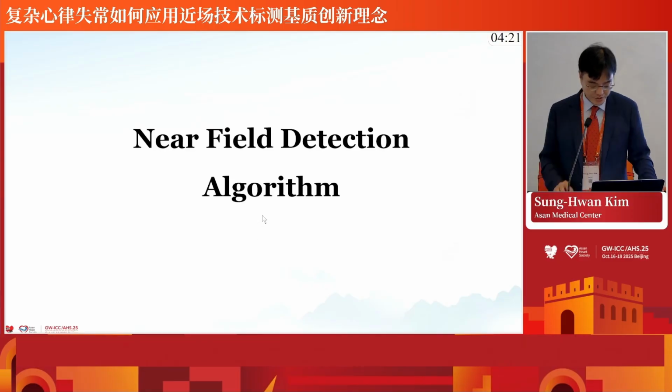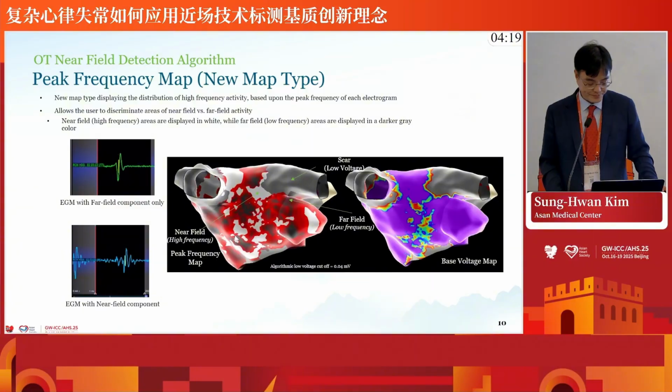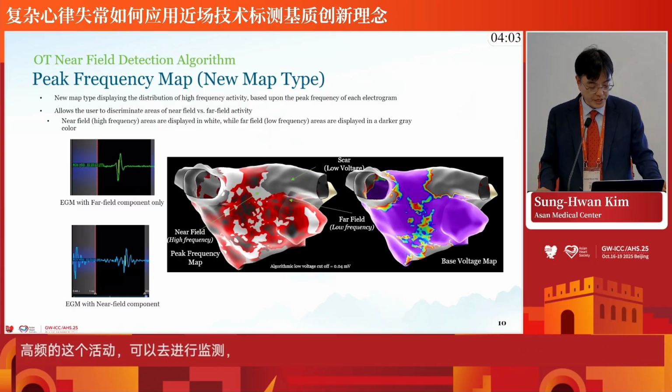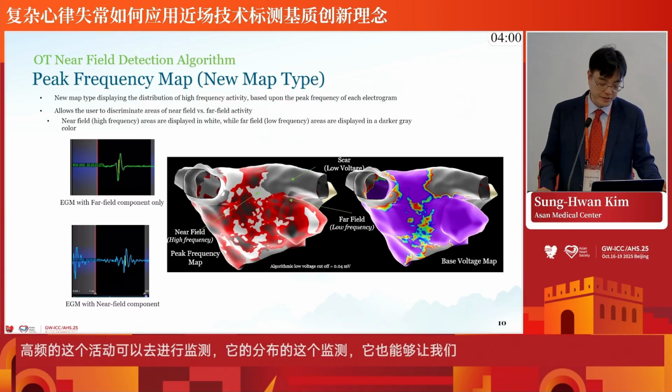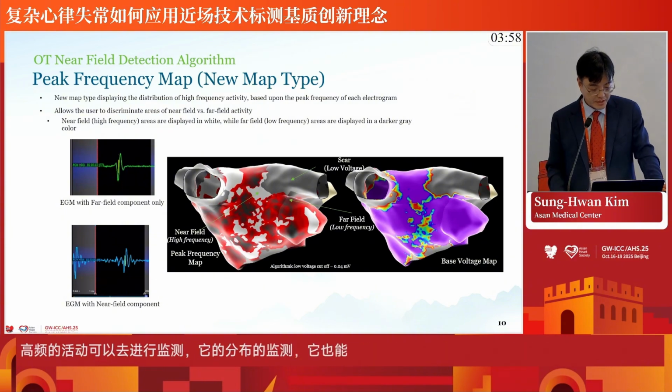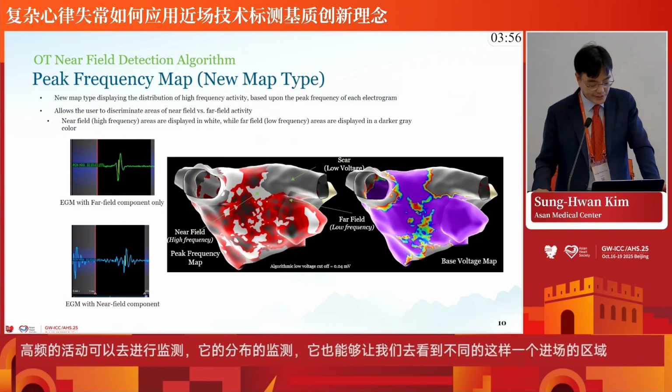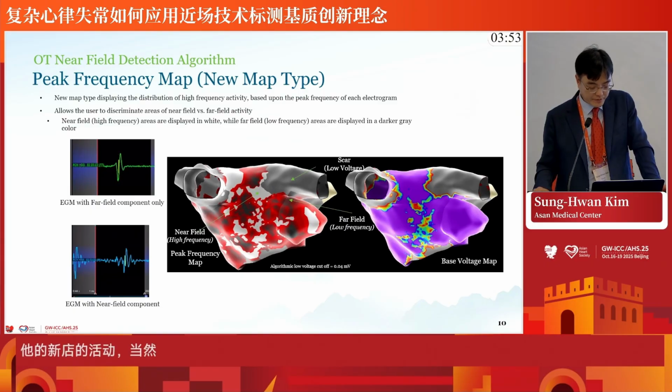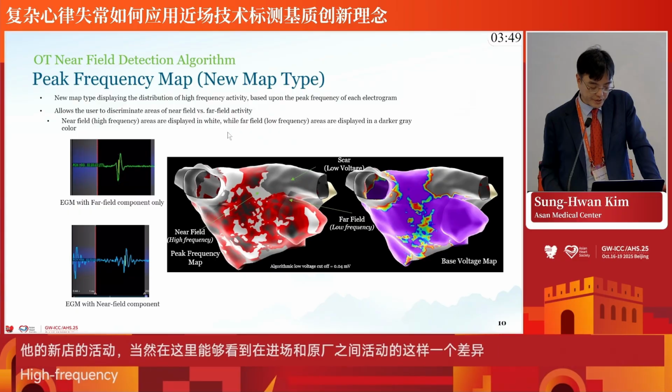Let me move on to the near field detection algorithm. It's a new map type displaying a distribution of high frequency activity based on the peak frequency of each electrode. It allows us to discriminate near field versus far field activity. Near field areas display in white, while far field, low frequency areas display in dark gray or lead.